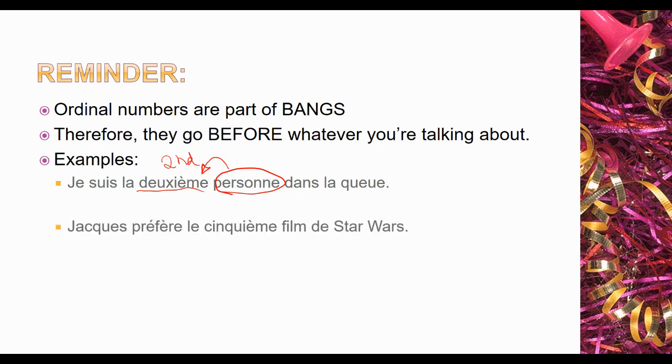All right, let's take a look at another one. Jacques préfère le cinquième film de Star Wars. So once again, cinq we see here, remember, is 5. We're adding on that U because of that Q, and then we're doing the EM. So Jacques préfère le cinquième film de Star Wars. Jack prefers the 5th film of Star Wars.